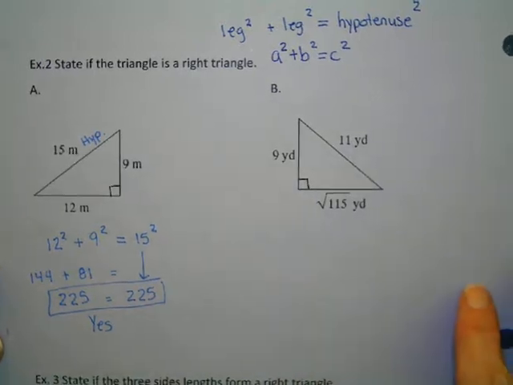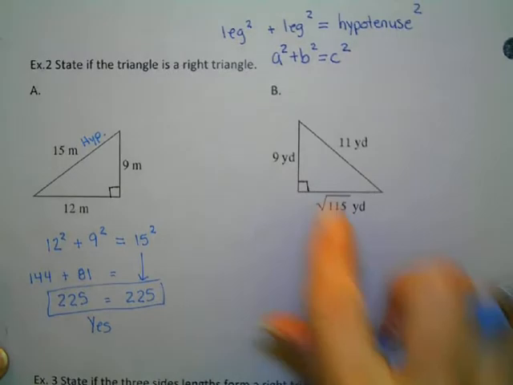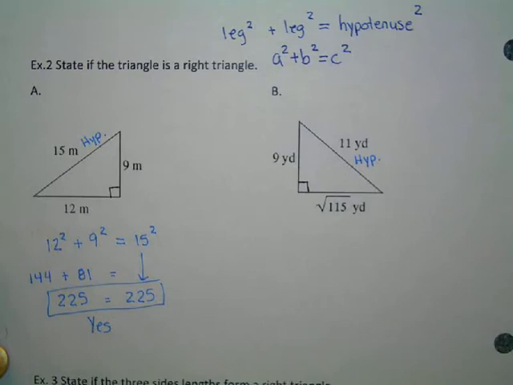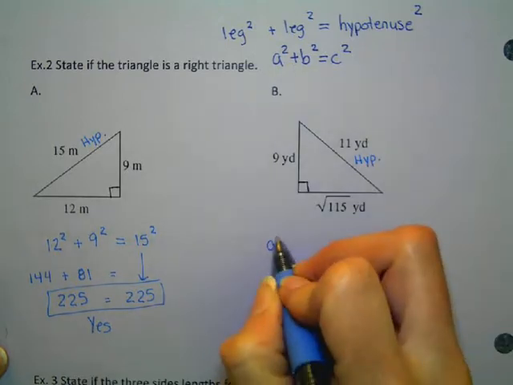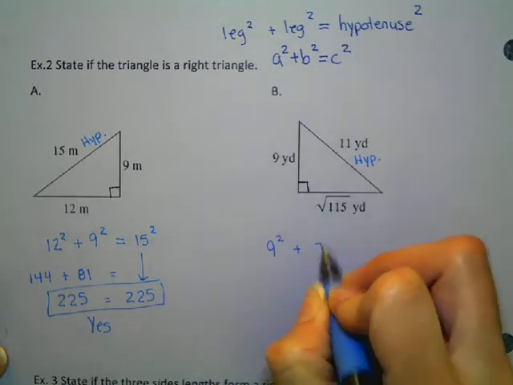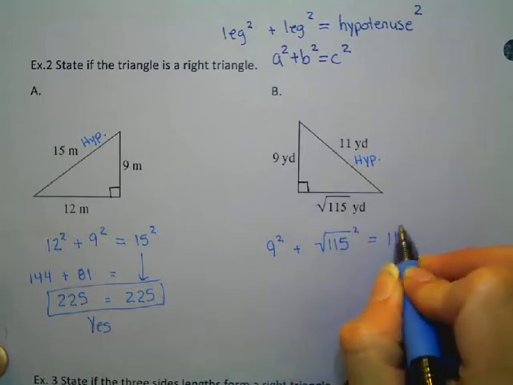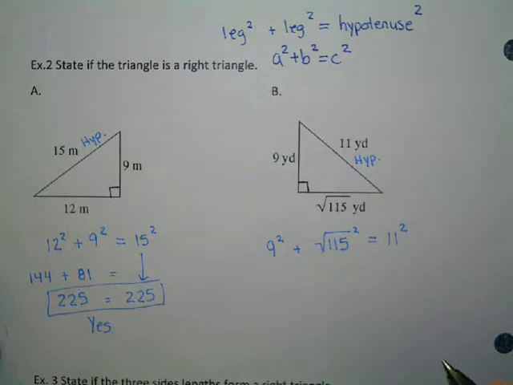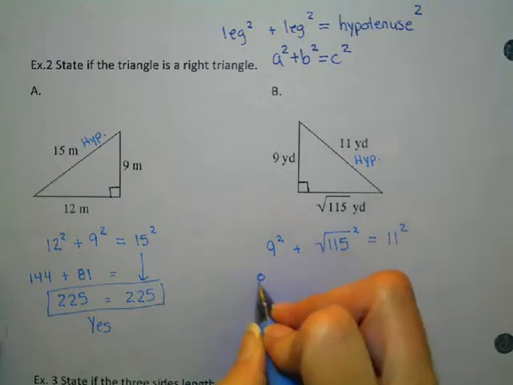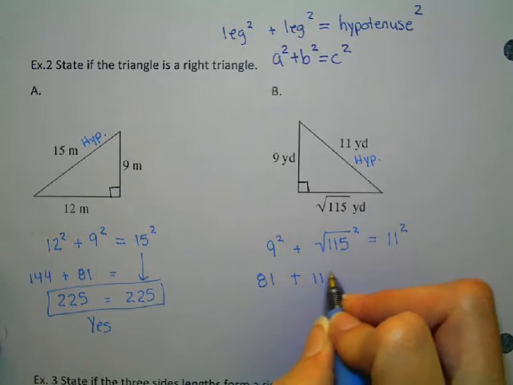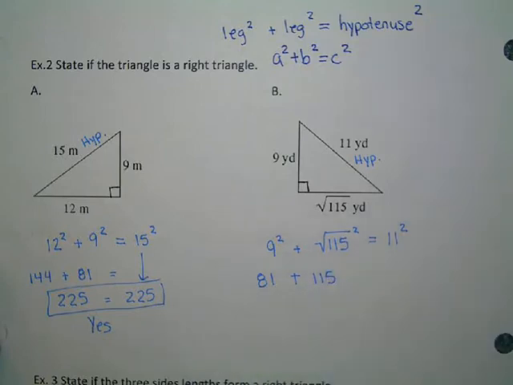Okay, let's try this one. The diagonal for this one is 11, our hypotenuse, so we're going to do 9 squared plus square root of 115 squared equals 11 squared. Okay, let's square these things. 9 squared is 81. The square root of 115 squared just cancels out to 115. So 81 plus 115 equals 196.